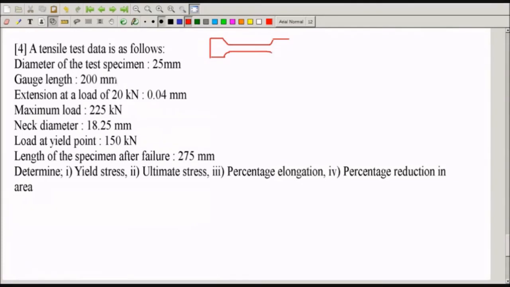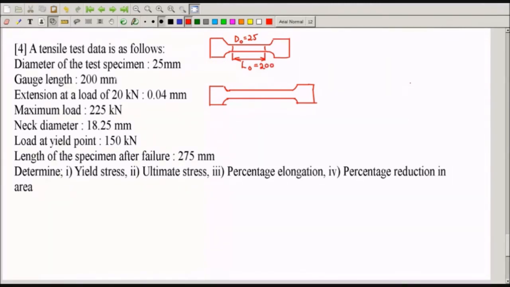This is a tension specimen before loading. And this is the tension specimen after loading. After failure, if you join the separated parts, it looks like this. Its length is increased, cross section is reduced. This is called L0. And original diameter of the specimen is called D0, which is 25 here. Gauge length is 200, means L0 is 200.